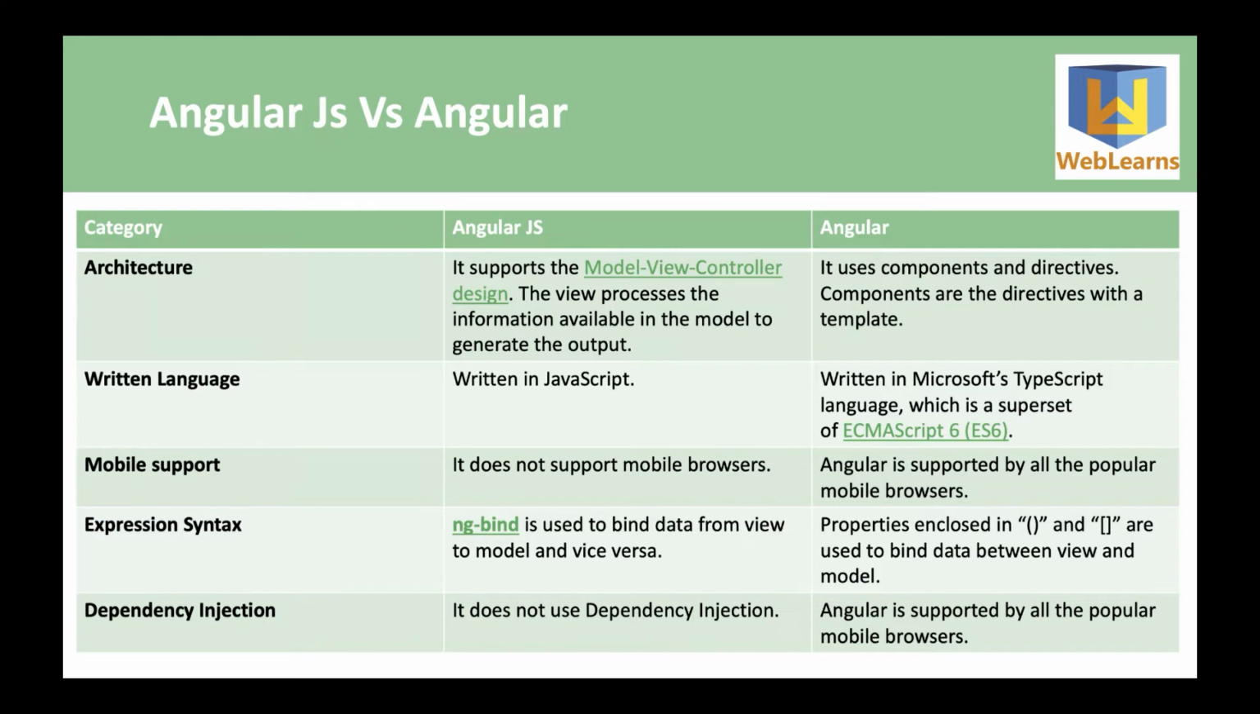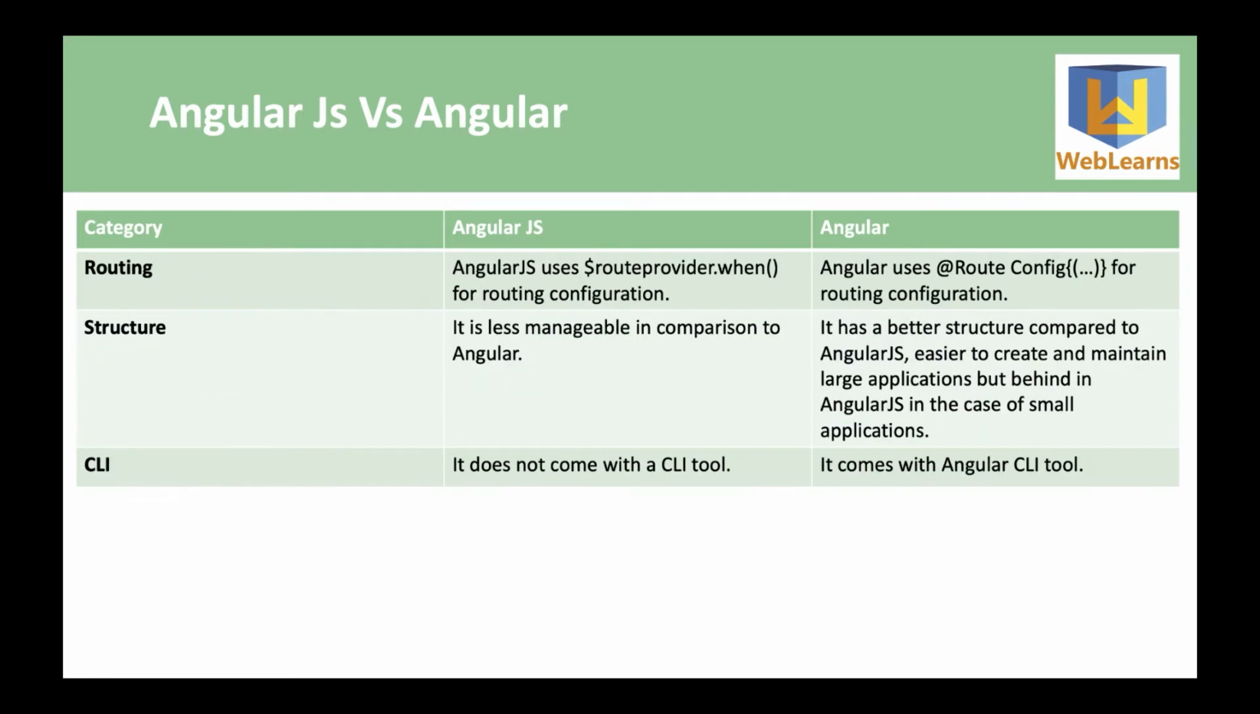AngularJS doesn't support dependency injection, whereas Angular supports dependency injection. That's why it's most popular. And another is routing. AngularJS provides the route provider, and Angular provides the route configuration for the route. AngularJS is less manageable for large applications, whereas Angular is manageable for large applications because it provides a better structure compared to AngularJS.